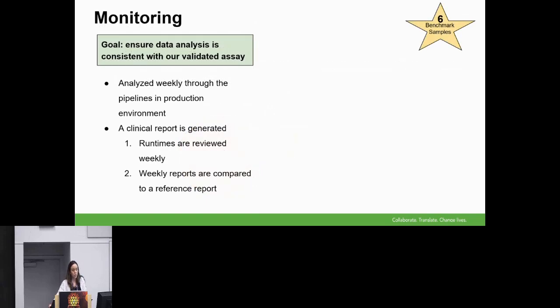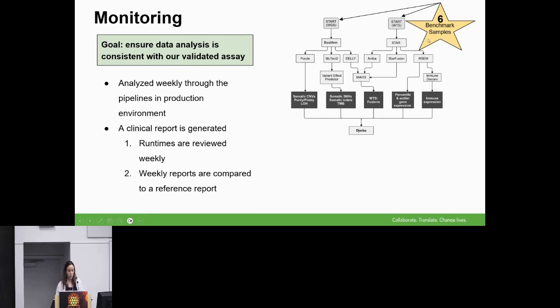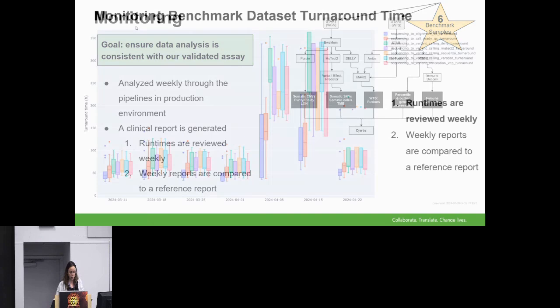The goal of monitoring is to ensure that data analysis is consistent with our validated assay. And because we have a complex system, we want to make sure that nothing has been unintentionally altered that would affect the report. So one of the processes that we have in place is the weekly analysis of our benchmarking data. If you recall, I mentioned we selected 6 benchmarking samples. And what we do is inject those into our WGTS pipeline, and we review the runtimes of the analysis pipeline. So the next graph here will show how we monitor this on a weekly basis.